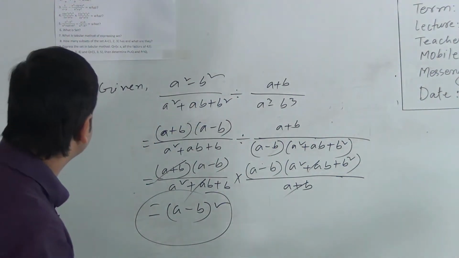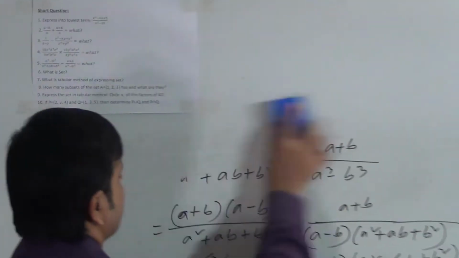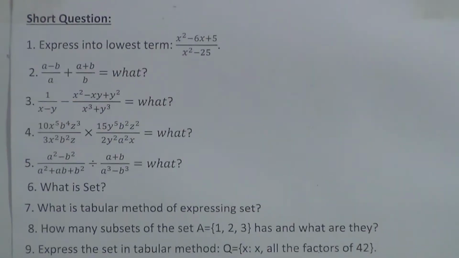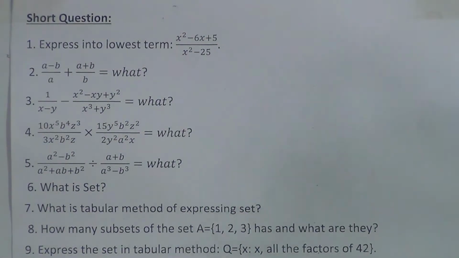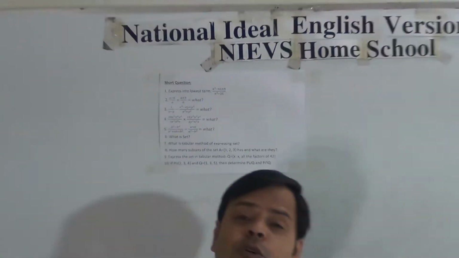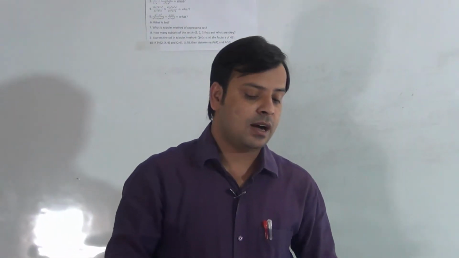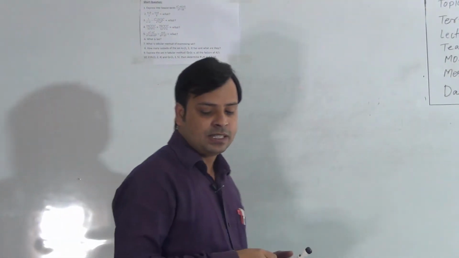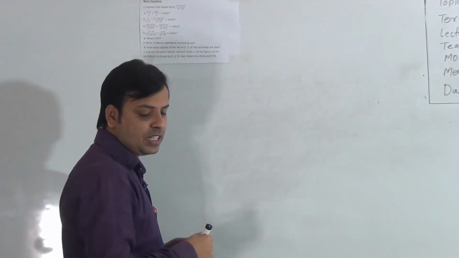What is question 6? Question 6 is what is set? Dear students, it means that you have to write the definition of set. In your book, chapter 7, you will get the definition of set. What is set? A well-defined collection of objects of real or imaginative world.